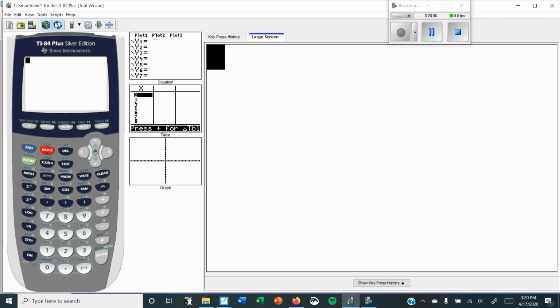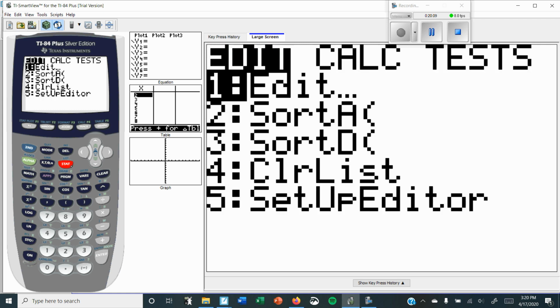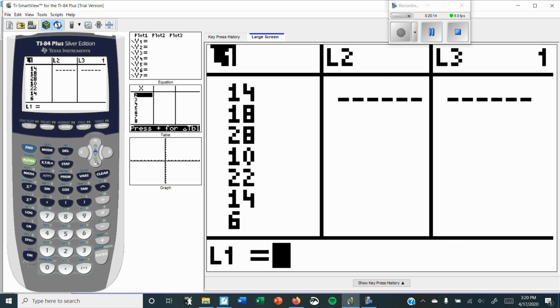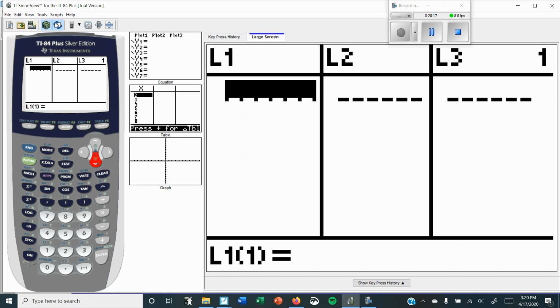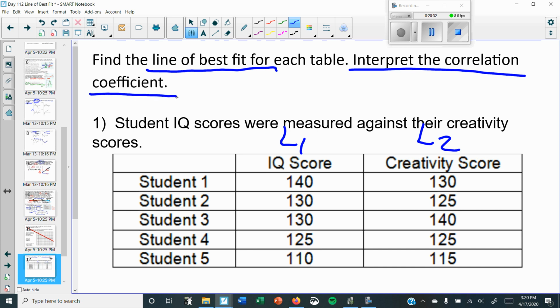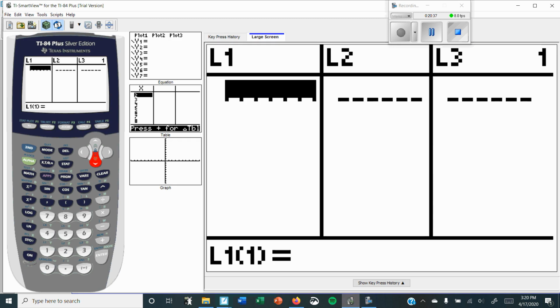So where do we go for all our statistic needs? Go to stat, go to edit, and if you have any numbers there, remember, you go up, press clear, go back down. Okay, so now let's see what we need to graph. Do you see how there are two columns? This you're going to type into L1, this you're going to type into L2. What it wants us to find is the line of best fit and then interpret the correlation coefficient. Again, I'll show you how the calculator will do almost all of that for us. So let's type this in our calculator. Go to stat edit, and now you're going to type in, let me get it ready.